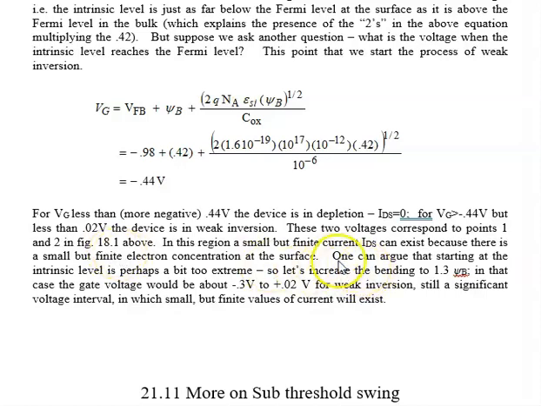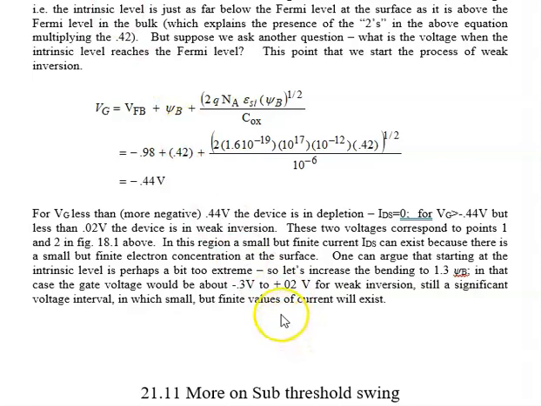Now we can say, okay, that's a little bit extreme. You don't want to start at intrinsic. Let's start at 1.3 times the bulk. Not 2, which would be threshold, but 1.3. And then we get a gate voltage of minus 0.3 volts. So this would be considered a reasonable range for weak inversion. It's still a significant voltage interval, and sub-threshold operation is still a big deal, and it's still a big problem.